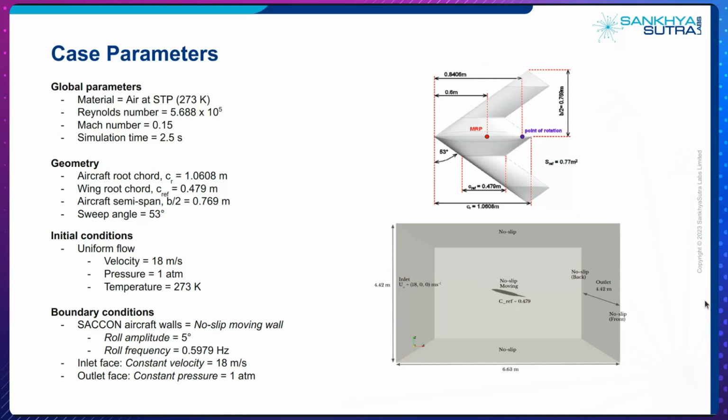We'll be applying a no slip moving wall condition for our SACCON surface, and for all the lateral and span wise walls, we'll be using the no slip wall condition, and a constant velocity inlet condition for our inlet face, and a constant static pressure condition for our outlet face. We'll be using a free stream velocity of 18 meters per second. So this free stream velocity combined with the root chord of 0.479 meters gives us the Reynolds number of roughly 568,000. And we are simulating for a Mach number of 0.15.